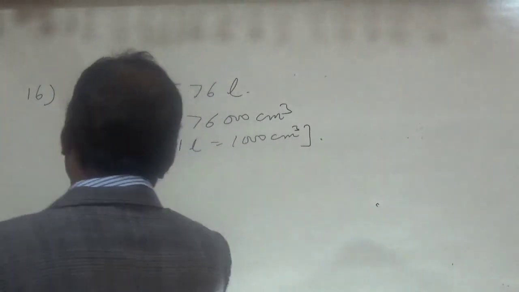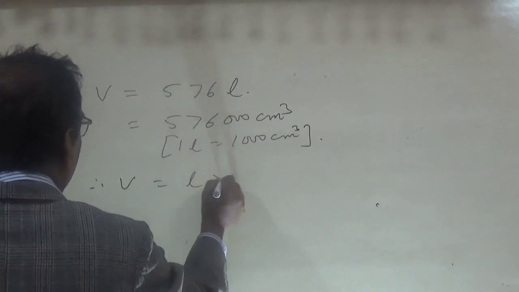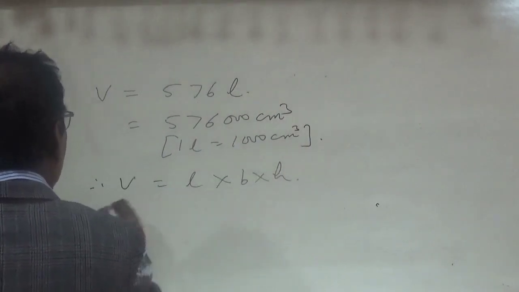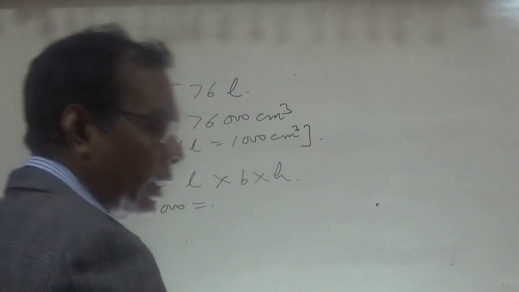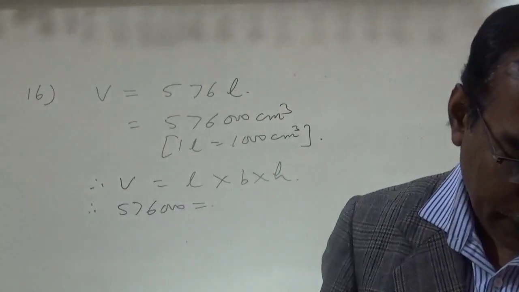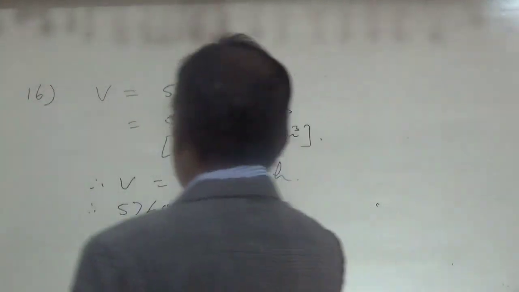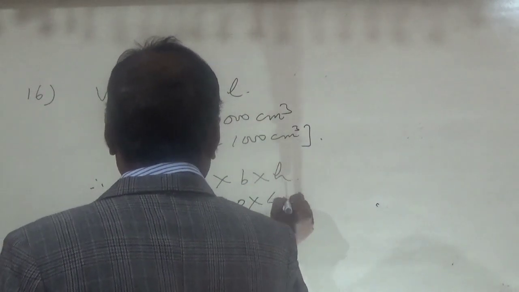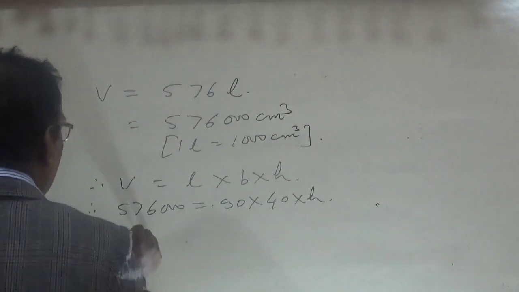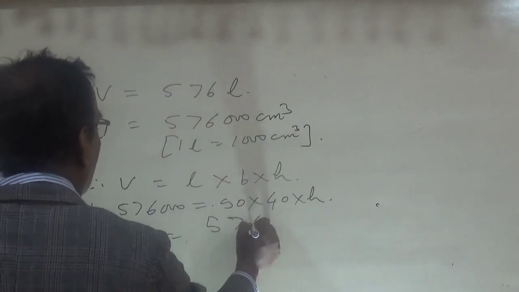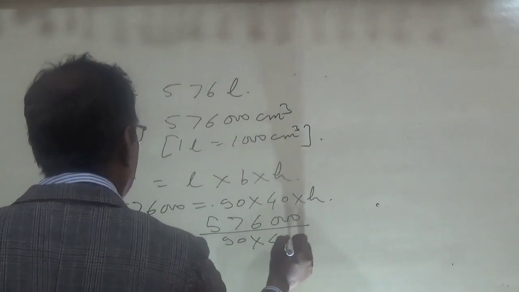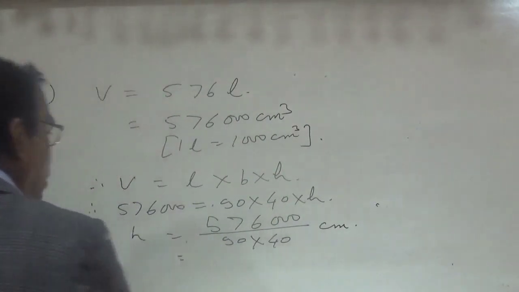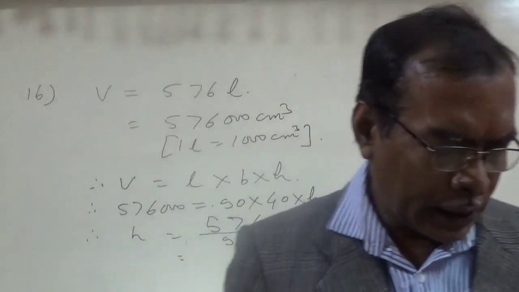Therefore, now write here the volume. Volume is equal to length into breadth into height. Volume is given as 576 into 1000, and the dimensions of the container are given as 90 centimeter by 40 centimeter. 90 by 40 into height. After taking the simplifications, divide by 90 into 40. This much centimeter of height is there, which, after taking the calculations, which I have already taken, is equal to 160 centimeter.